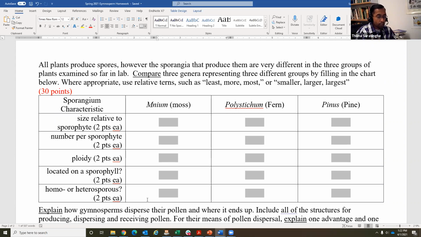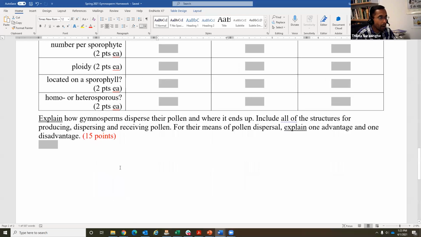And then heterospory versus homospory. Remember, we mentioned that heterospory is only found in what group? What is heterospory? Having two different sizes of male and female spores, micro versus mega. So what is the only group that shows heterospory here? Pines. That's it. Just pines. Well, that's basically it.